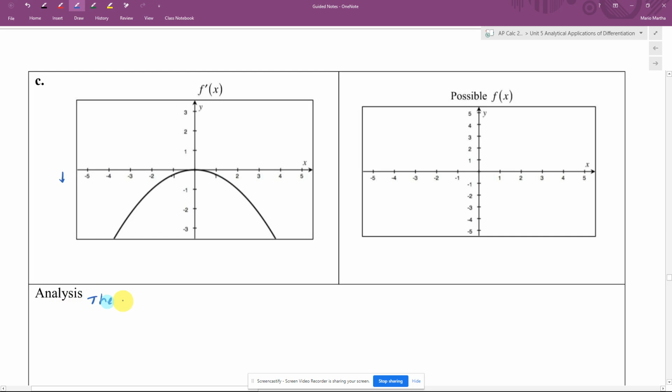So f prime of x is negative or 0 right there. That's the only part with 0 on the interval negative infinity to positive infinity. And then this would be saying that the graph of f of x is always decreasing.